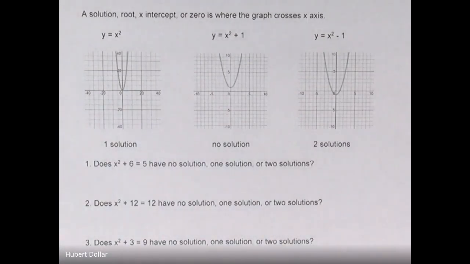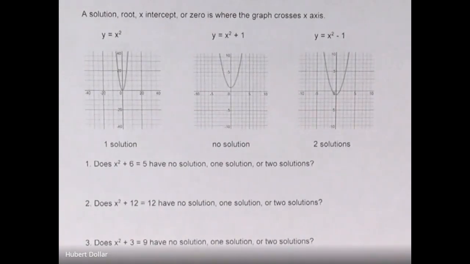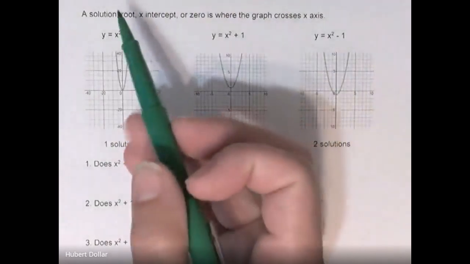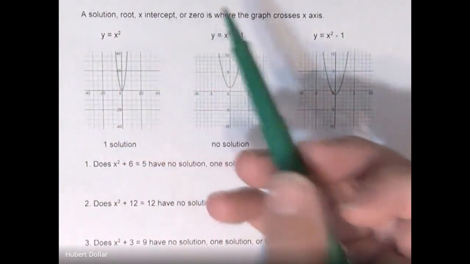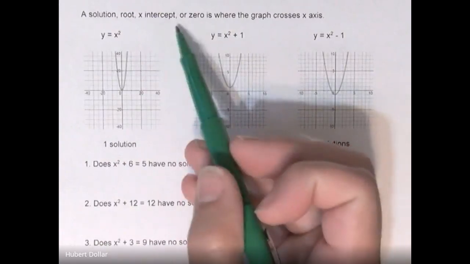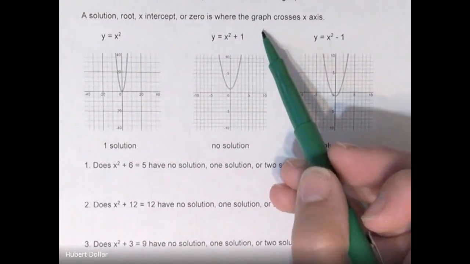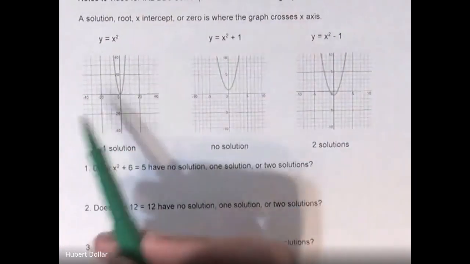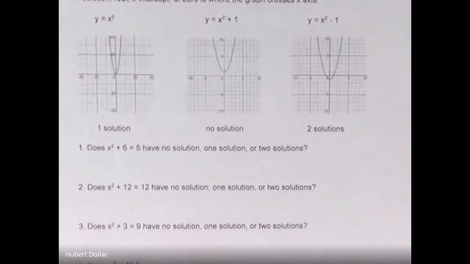So this video is to teach you how to find the solution of a quadratic function using square roots. Just for your knowledge sake, you need to know that a solution, a root, an x-intercept, or a zero all mean the same thing, and it's simply where the graph of a quadratic crosses the x-axis. And to remind you, the x-axis is the one that goes left to right, or horizontal.